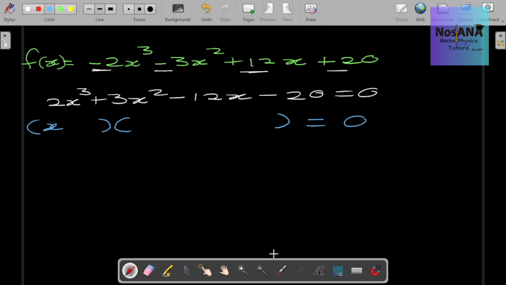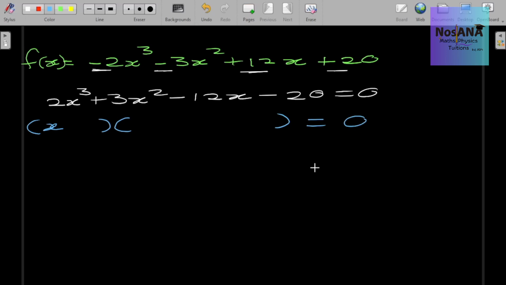Here's the method that I'm going to show you guys that saves time. You're just going to write this awkward upside down division sign, something like this. It's an upside down division sign, if you remember it from long division.